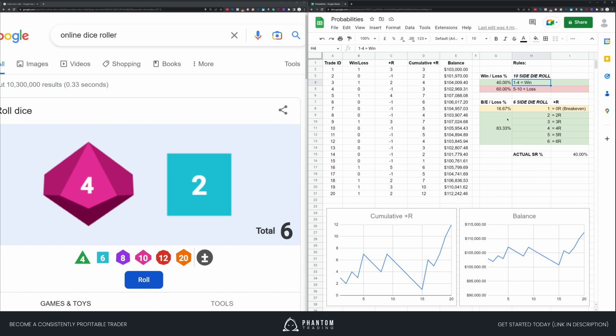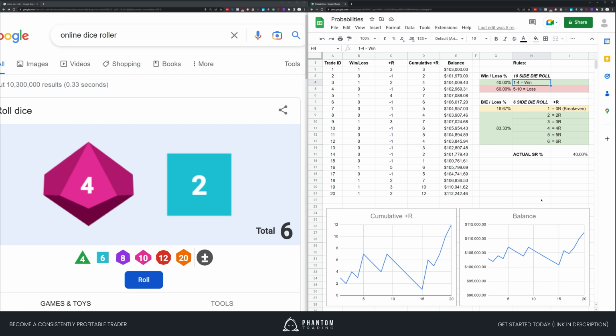I'm not going to bother doing the math on it, but I think you can kind of understand, right? Unless we were winning on a 1, as in calling it a +1R trade, then it would be truly 40%. But because we have break-evens in here, that obviously lowers the probability of you actually producing positive R on that roll, right? So just something to keep in mind, but obviously there's good potential to make R here, as you can see.